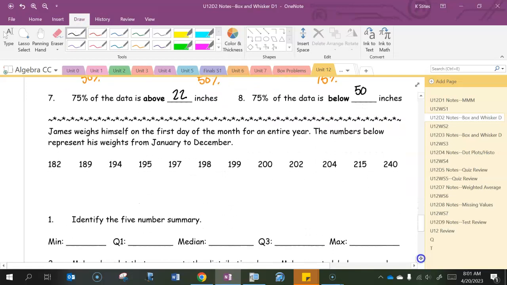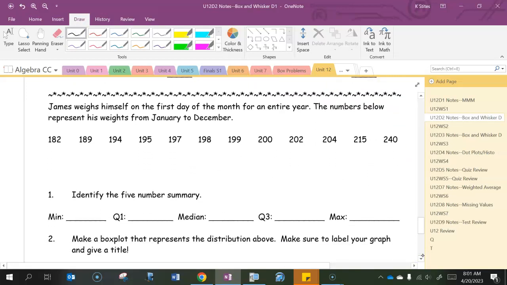Okay. And that brings us to our last problem. James weighs himself on the first day of the month for an entire year, and the numbers below represent his weights from January to December. All right, so we're going to take a minute and find our 5-number summary. Always start with your min and your max. And these are in order for us.